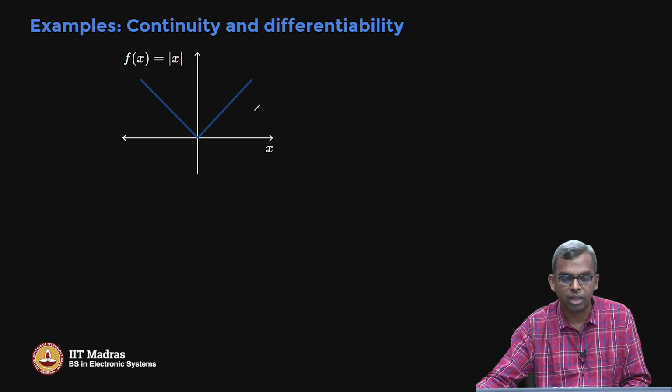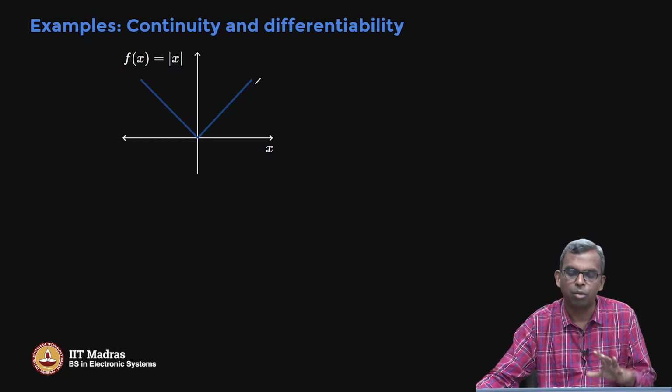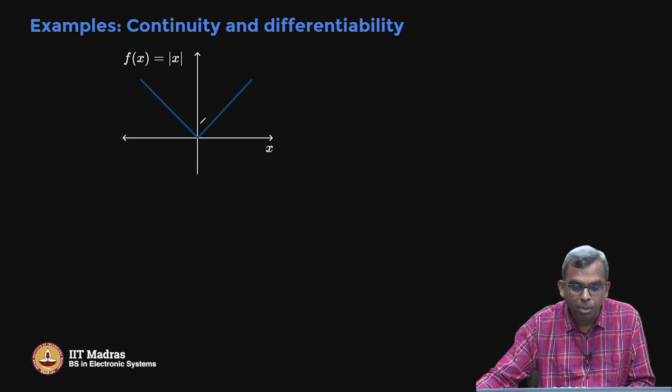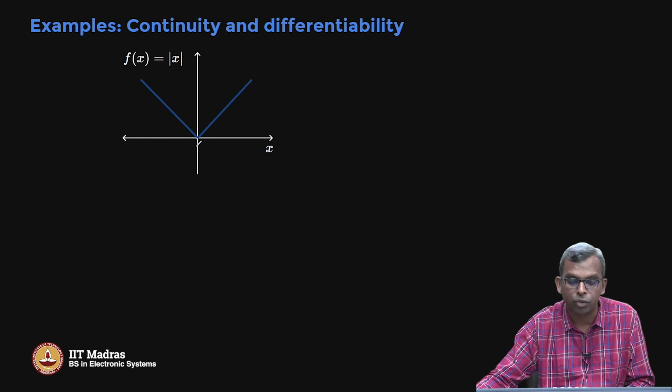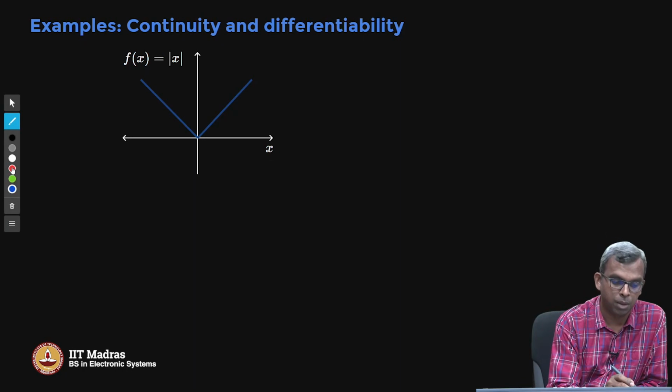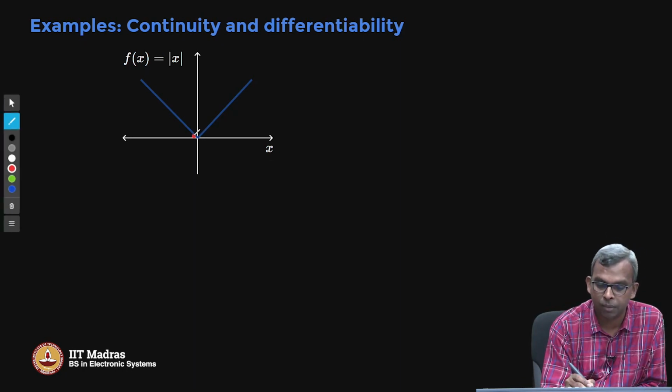f of x equals x for x positive. This is just the y equals x line. And this guy is the y equals minus x line, since f of x is minus x for x negative. Just look at this using the previous graph. You can easily see there is only one point where the function is not differentiable, and that is this point here. So let me put a red X here.